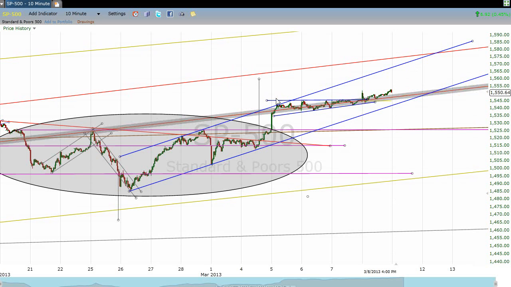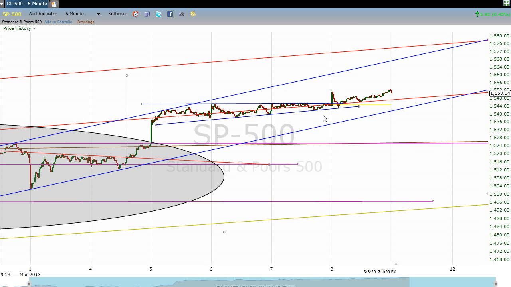We came up, rallied hard on Tuesday, went sideways for 3 days, broke out. If we go to a 5-minute chart, it broke out over this sideways consolidation at the open on Friday, sold back down, found support at this bottom line, and then started rallying back up, albeit in rather lazy fashion.